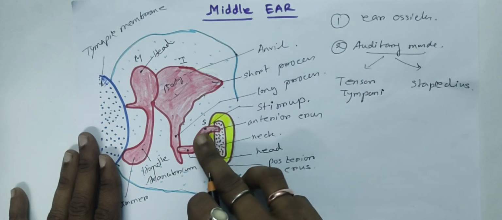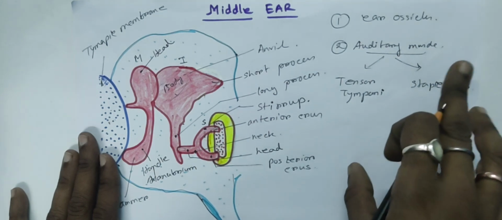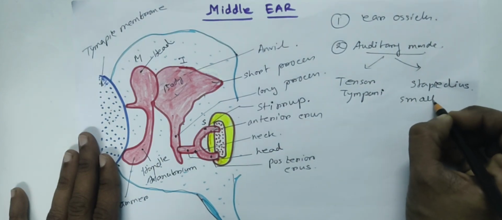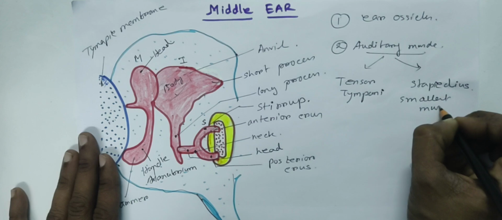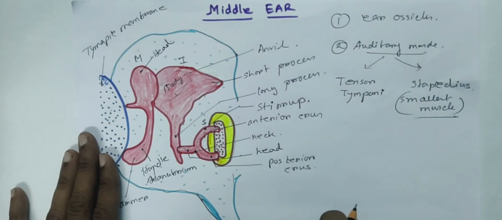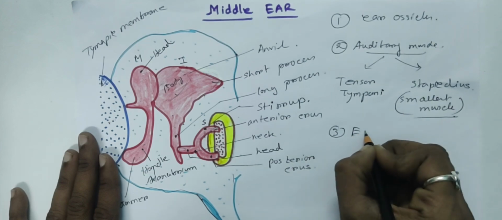And as stapes is the smallest bone, so stapedius is the smallest muscle. Stapedius is the smallest muscle of our body. Okay. Now come to the third part, that is the eustachian tube.